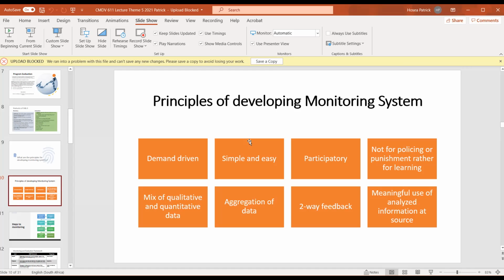You should allow contribution from everybody, all the stakeholders, the people working with you, your colleagues, the community itself. Everybody needs to be involved in the development of your monitoring system, and also in the monitoring system itself, everybody needs to be involved. So that's what it is.